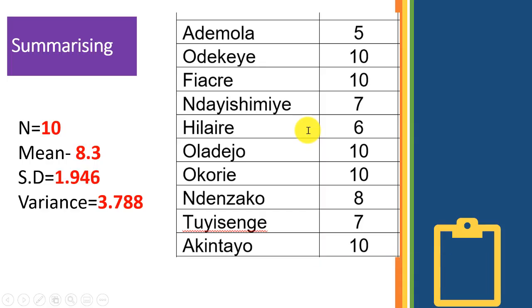So in summarizing, we set out in this lesson 3 to find the mean, standard deviation, and variance. We extracted 10 students, and then Ademola, Deke up to Akitayo, we had all these courses. So there are 10 of them. So our n stands for the number of students, or the number in your sample, is 10. The mean that we calculated, 83 divided by 10, is 8.3. The standard deviation is 1.946. Square standard deviation will give us the variance.